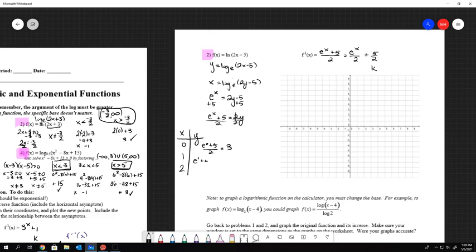Now e to the 1 plus 5 over 2. If I type this into a calculator, it's going to tell me that e to the 1 plus 5 over 2 is equal to 3.86. I am rounding a bit. And then the last one, e squared plus 5 over 2. This is going to give us 6.19. So here are some points for the graph: 0, 3; 1, 3.86; and 2, 6.19.